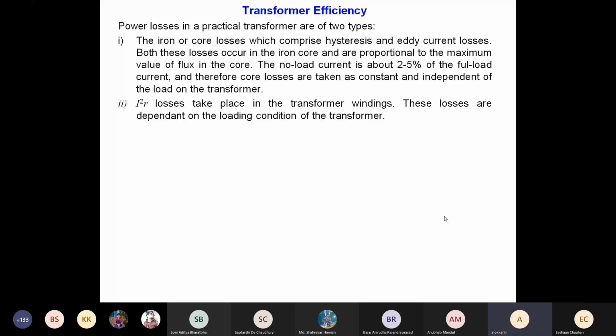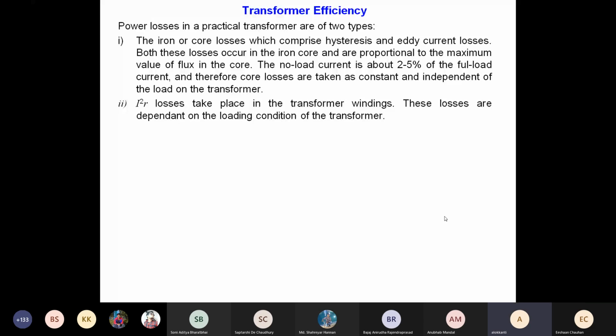We have also done one numerical showing that these core losses are more or less constant. Whether you operate the transformer at 50% load or 80% load or 100% load, the no load current is fixed, which is 2 to 5% of the full load current. So these core losses are taken to be constant. Whatever core losses are there in the open circuit test can also be considered as the fixed core loss of the transformer, basically independent of the load of the transformer.